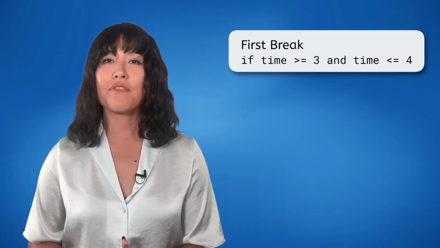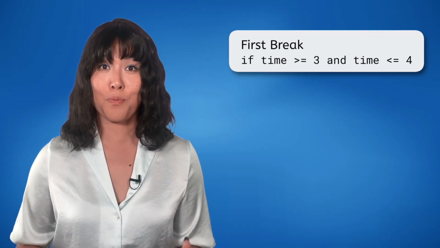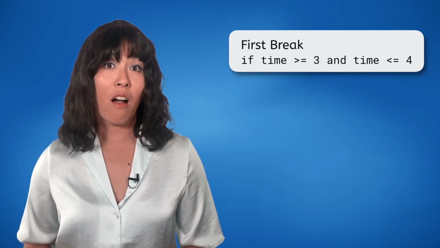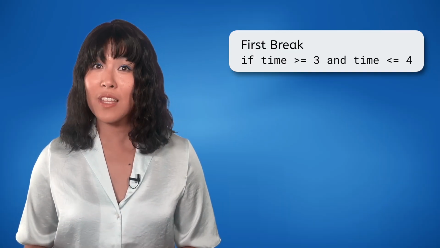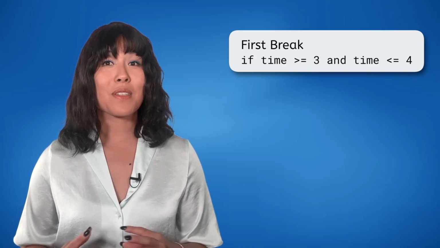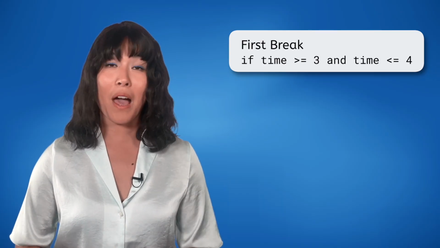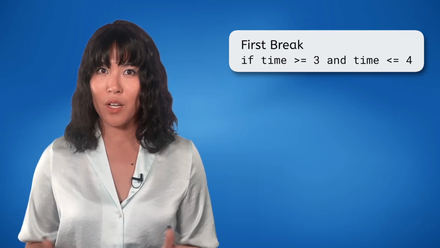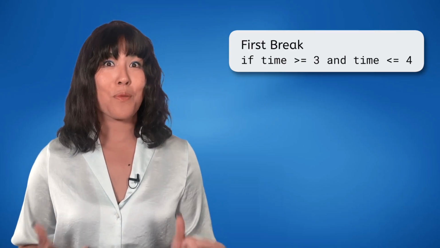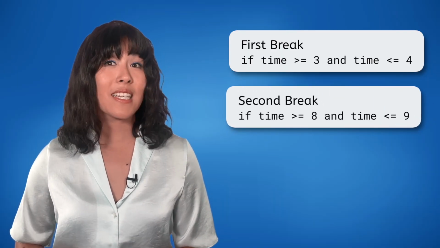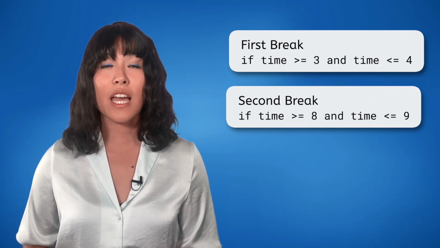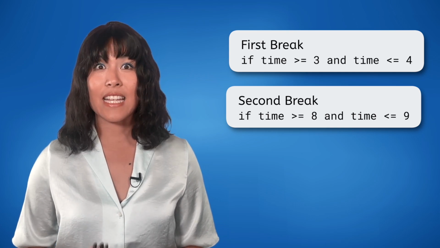We will start by defining the range of my first break. My break is from 3 o'clock to 4 o'clock, so we can write if time is greater than or equal to 3 and time is less than or equal to 4, I'm on break. But we also have another range of times I am on break. My second break is from 8 o'clock to 9 o'clock. We can write this condition as if time is greater than or equal to 8 and time is less than or equal to 9.